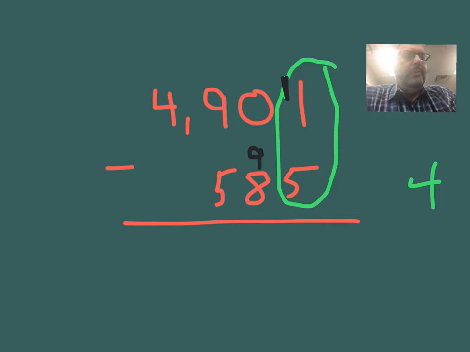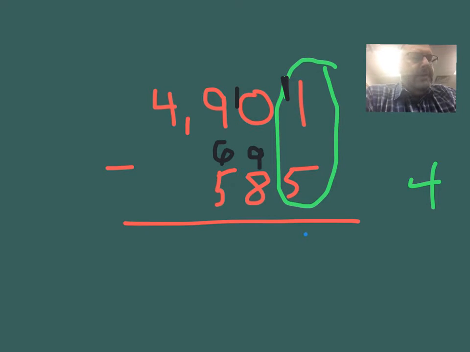Now I have the same problem. I cannot take 9 from 0, so I'm going to increase that 0 to a 10. And that means in the bottom row I need to change my 5 to a 6. I'm going up by 1. Now I'm good to go, and I can do all my subtraction. So I'm going to finish the problem.